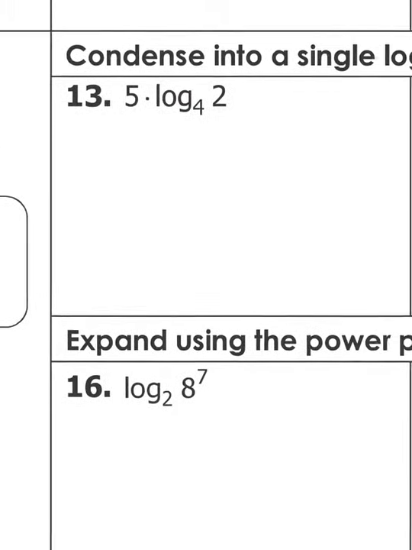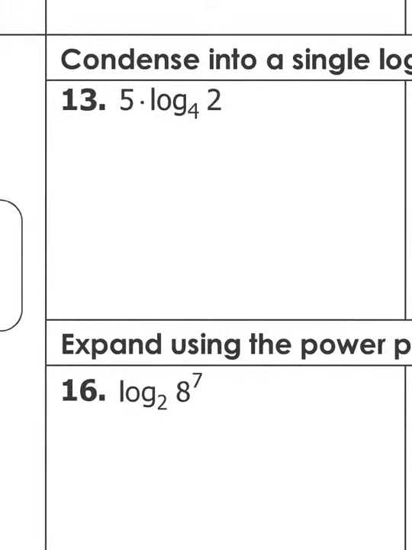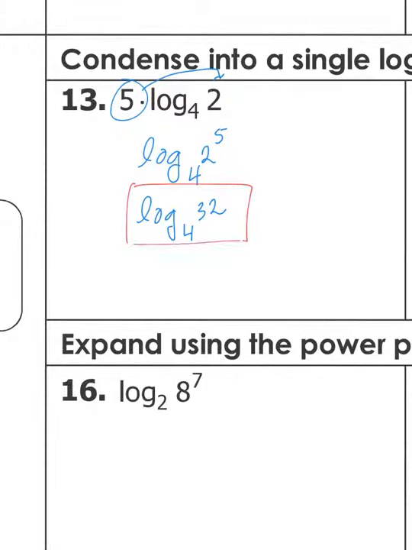So let's look at example 13. In example 13, we're condensing into a single log. So anything that's in front gets looped up as an exponent. So this 5 is going to go up here as an exponent. So you get log base 4 of 2 to the 5th. Well, 2 to the 5th is 32, so log base 4 of 32. And for right now, this is your answer.